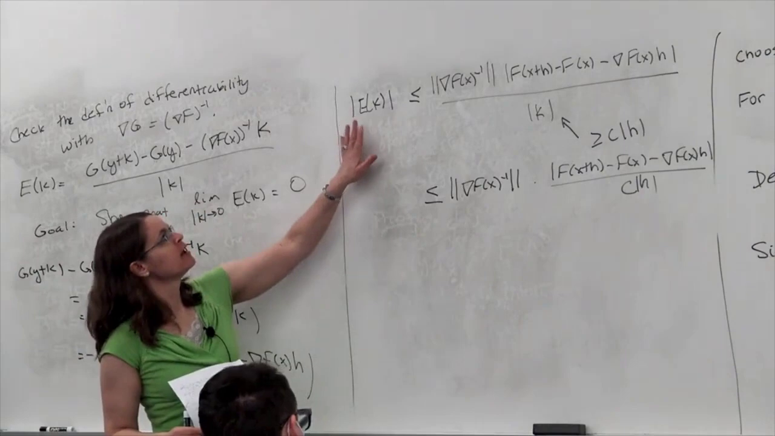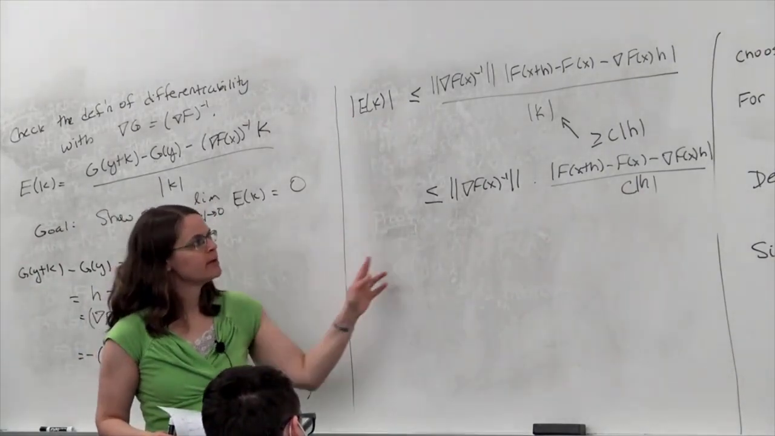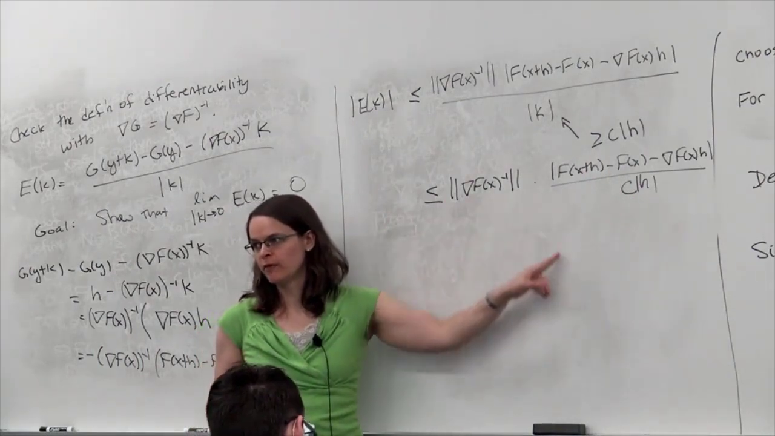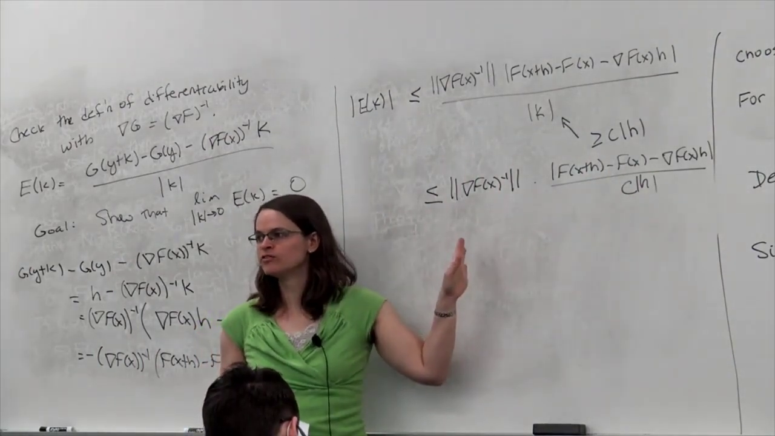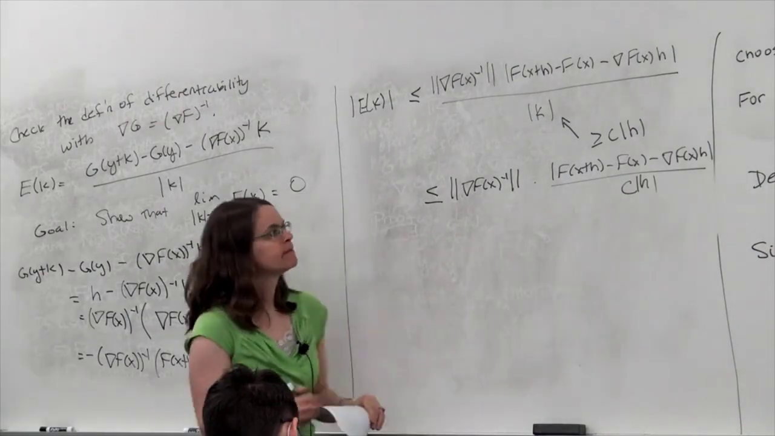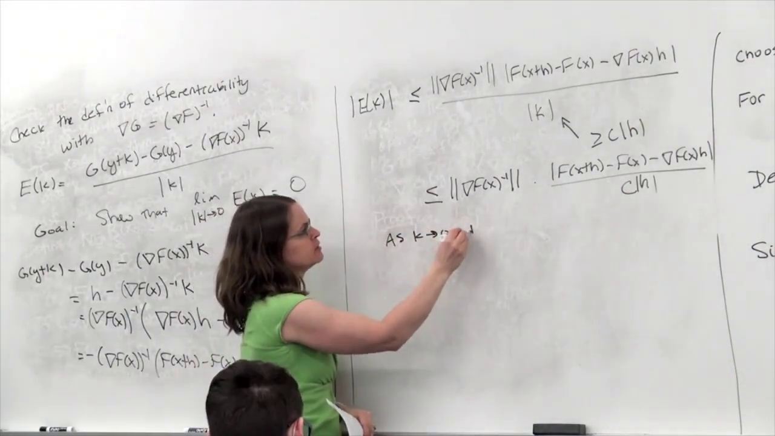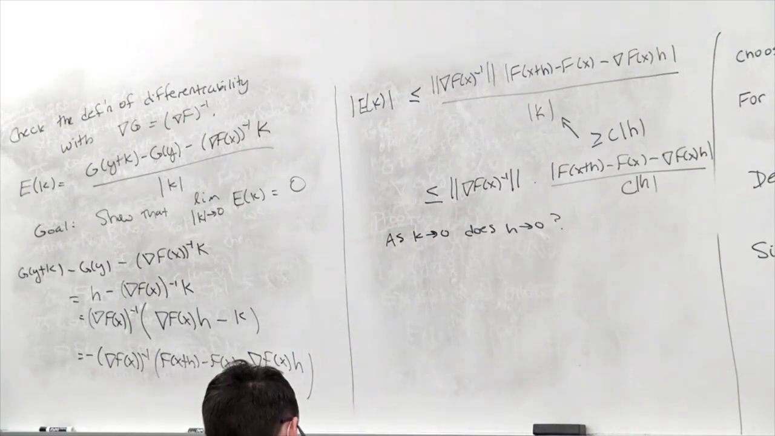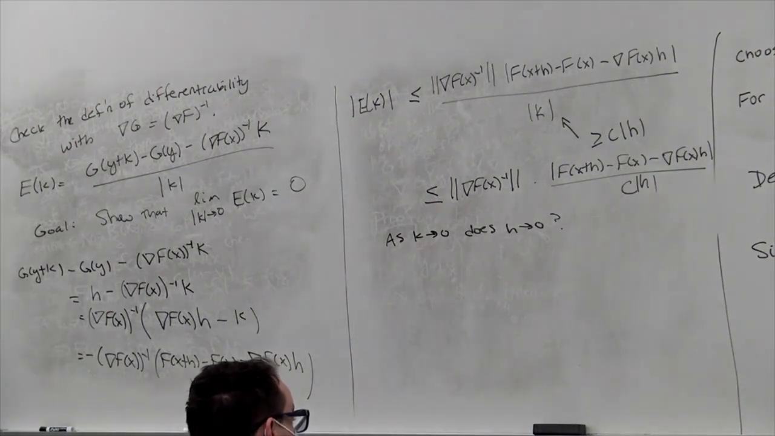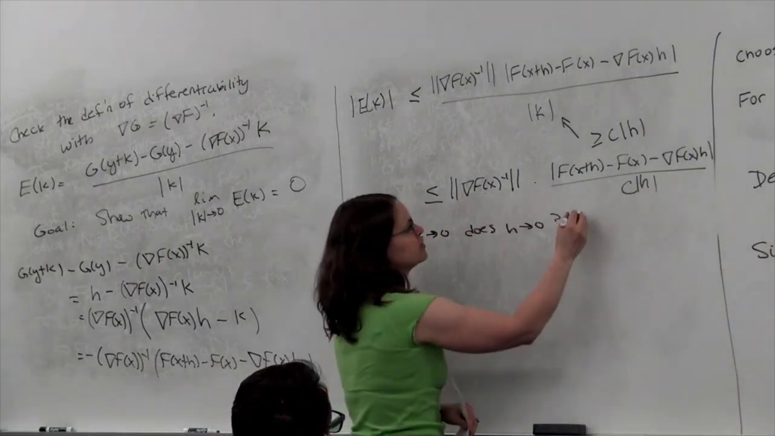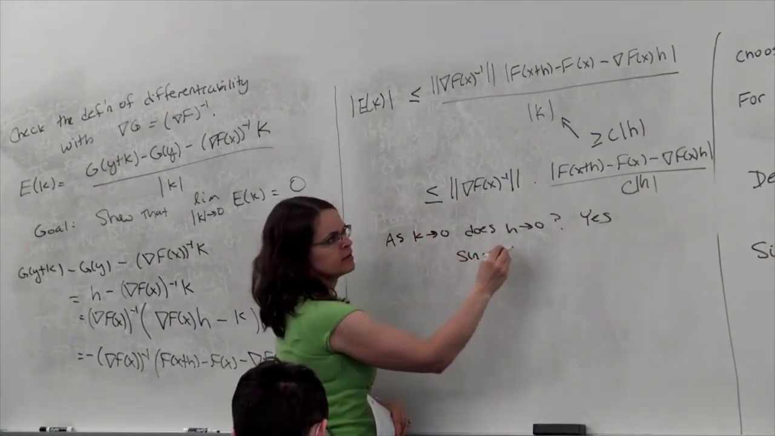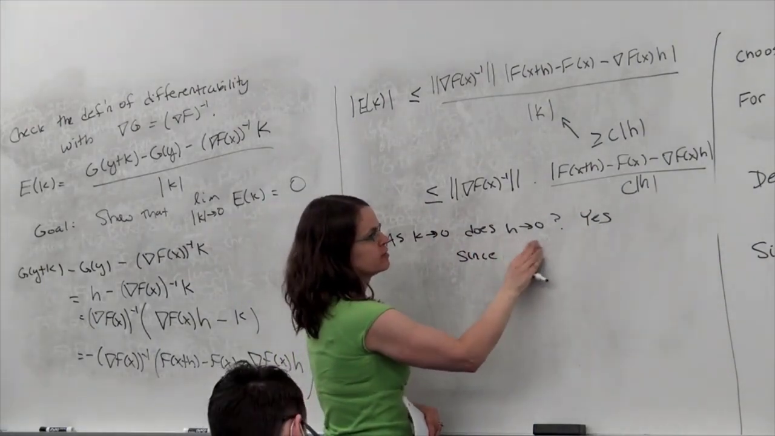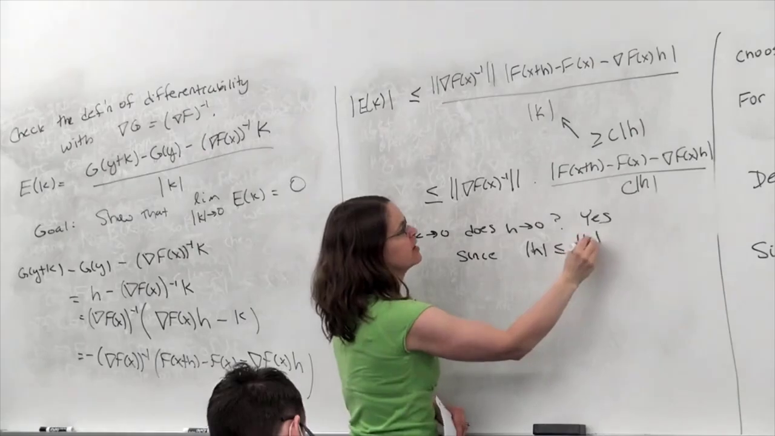Okay, so the limit as k goes to 0 of this is bounded by the limit as k goes to 0 of this. Now, I guess the last thing to check is that as k goes to 0, does h go to 0? It does. We have this bound that h is less than or equal to the length of k over c. So the answer is yes.